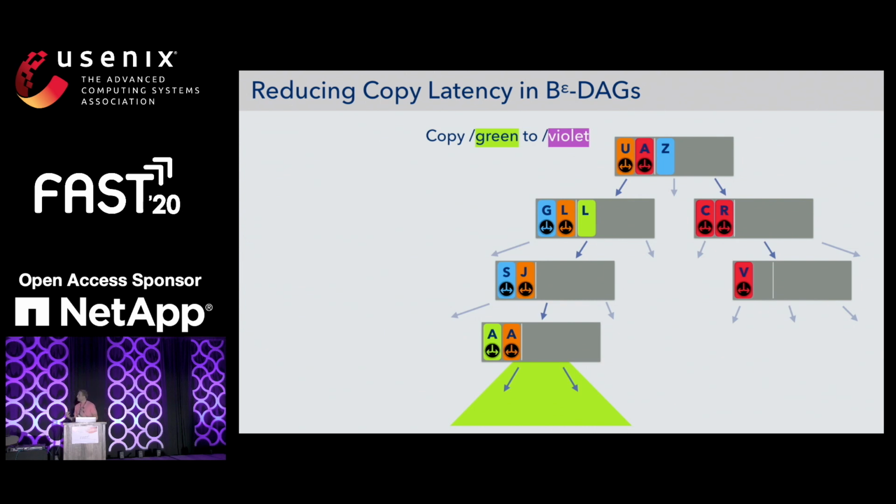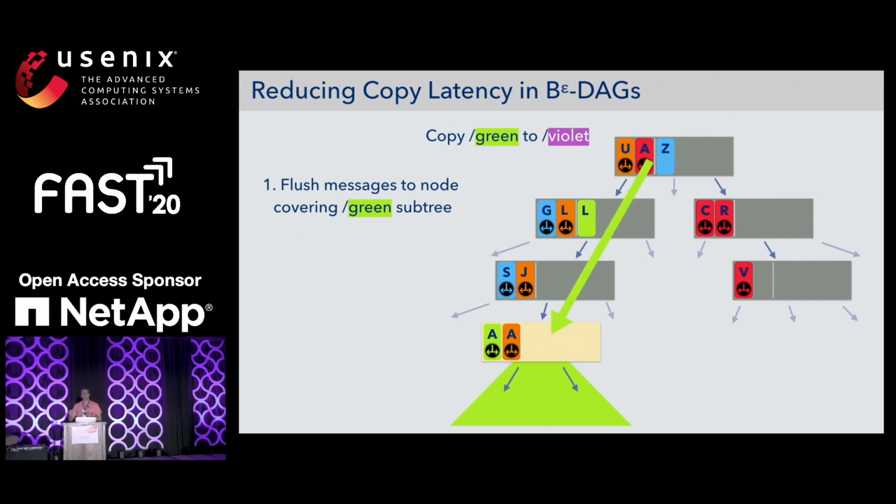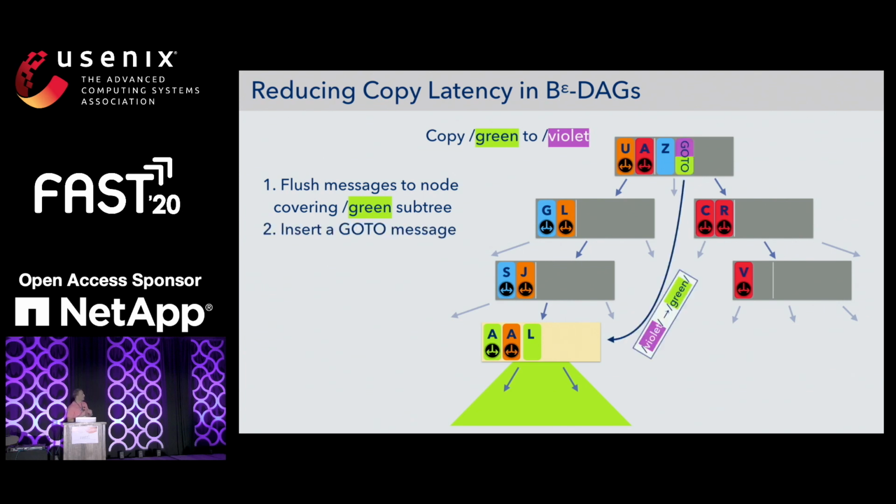Something I glossed over before is there might be some data that's en route to this node that covers the green subtree here. So for example, there's this /green/L sitting in the node. And this is one of the strengths of B to epsilon trees, that data can be sitting in flight somewhere up the tree, and it will move down the tree algorithmically as it needs to. So what we have to do first is move this data down to this node. Next, we're going to insert a go-to message.